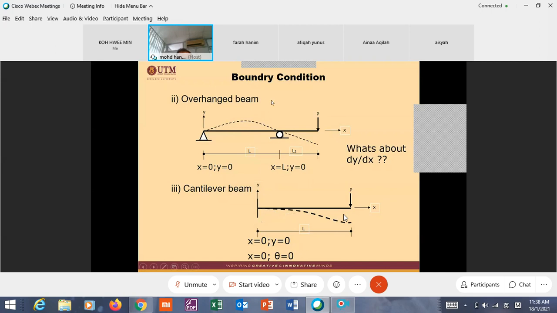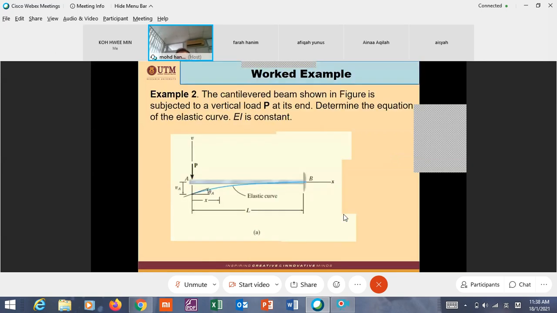And for the cantilever, this is different from the pin condition. At x equal to 0, y equal to 0, and at the same point x equal to 0, theta is equal to 0, or dy/dx is equal to 0. So we have two boundary conditions. And in here, we know that the deflection is maximum, but we don't know the value, so it cannot be used as a boundary condition in our equation.